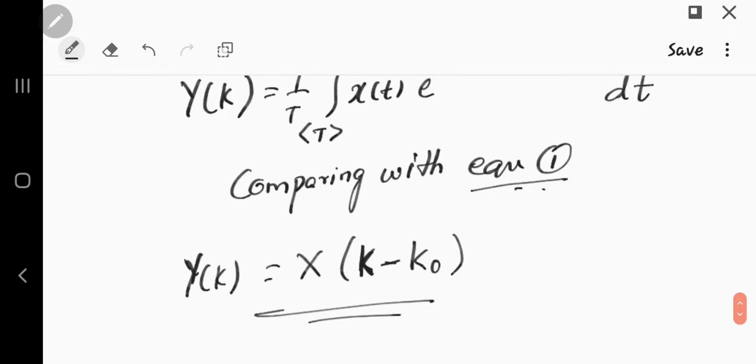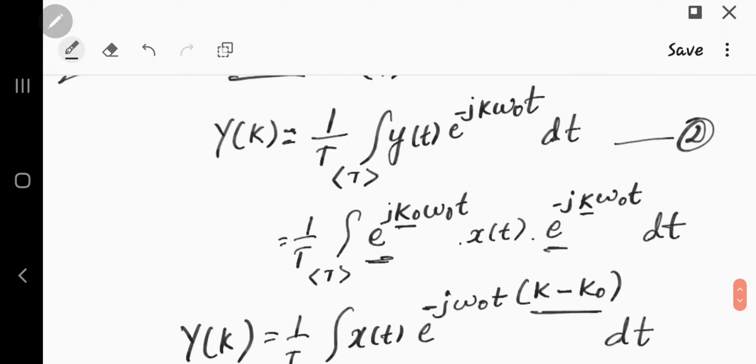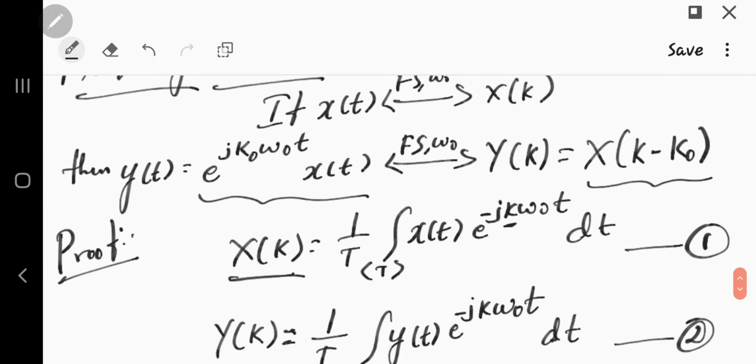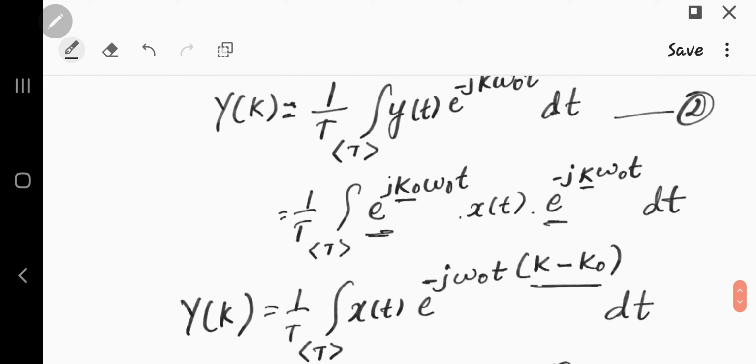So this is the proof, once we get the point where y of k is equal to x of k minus k naught. So this is a frequency shift, and let's take the next property, that is scaling.